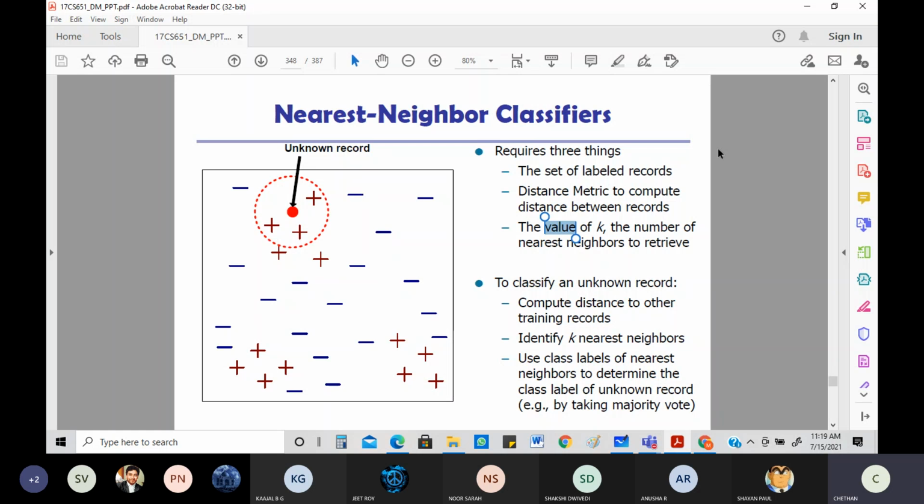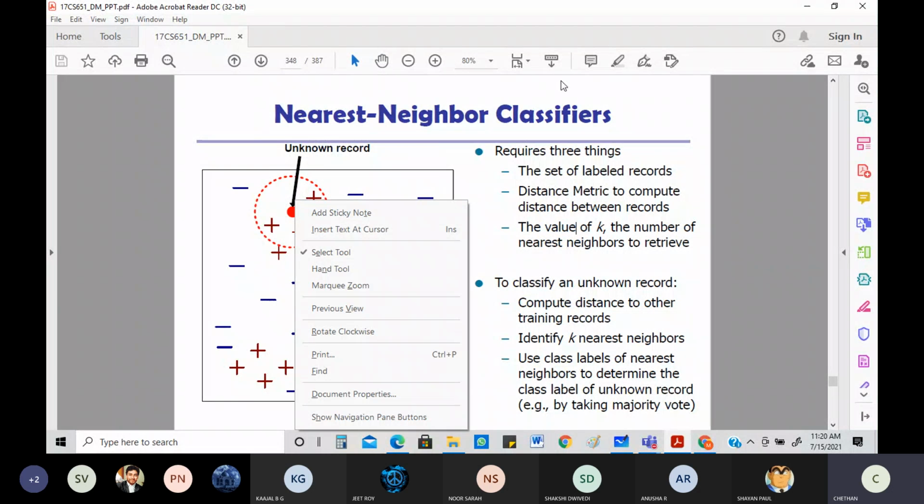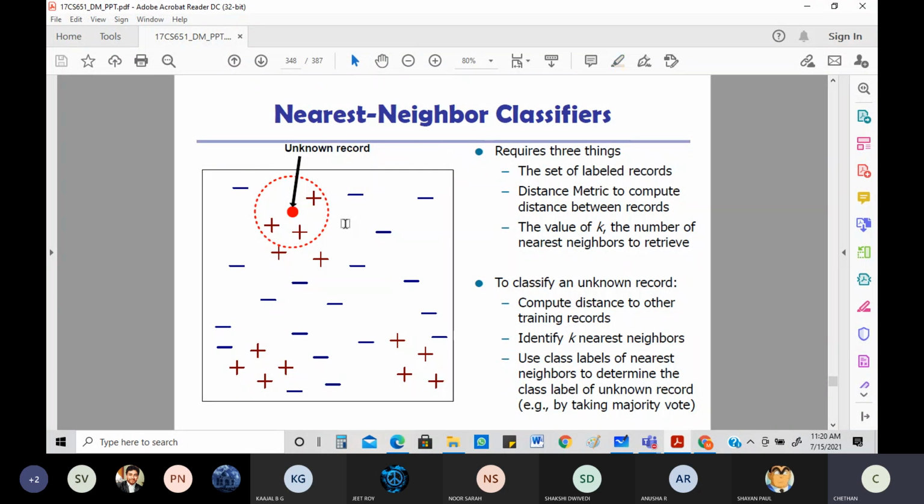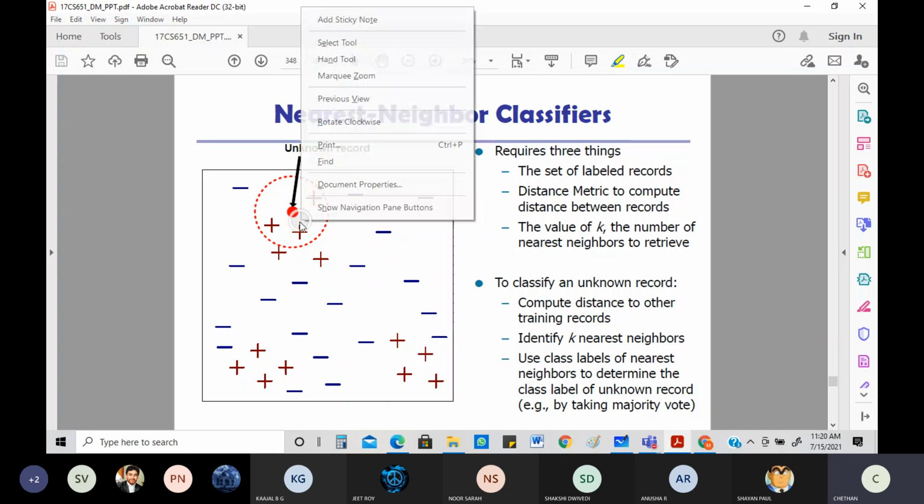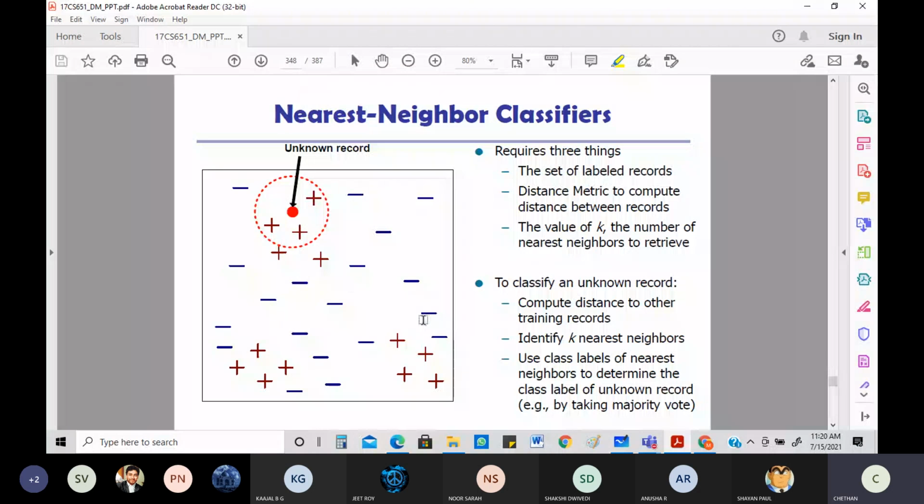Okay, so to classify an unknown record, how do you compute? You are going to compute the distance to other training records. So you take an unknown record. This is an unknown record for me now. One second, I'll show the right list. Yeah, see, this is my unknown record now. What I'll do, I will calculate the distance from here to various places. That is what you can see very clearly here.